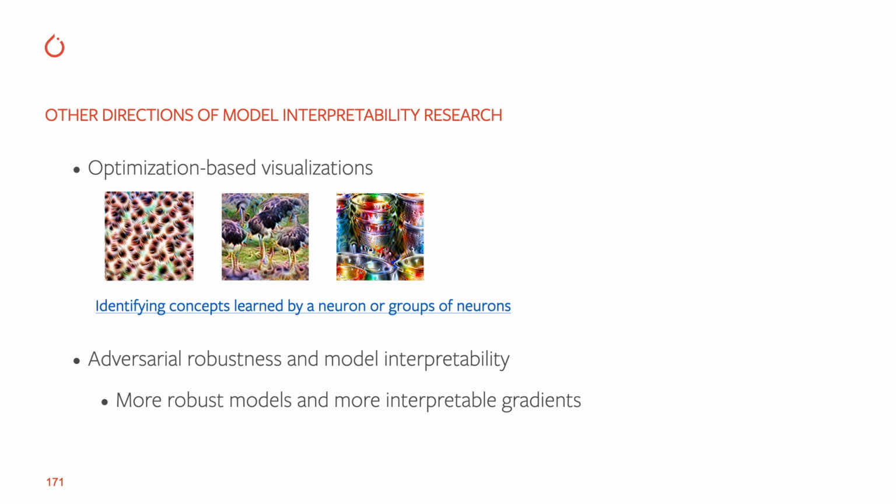Besides that, in terms of adversarial robustness and model interpretability, it has been shown that vulnerability to adversarial attacks is connected to how interpretable gradients are. Robust models tend to provide more interpretable gradients and vice versa. So with this, I'd like to wrap up this lecture. I hope that the content was insightful and that you are excited to try out different types of model interpretability and explainability techniques for your machine learning models.